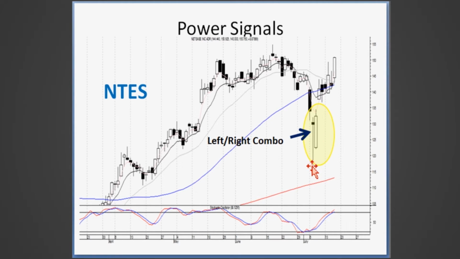NetEase, for example, had that big long-legged doji hammer followed by a bullish engulfing, your left-right combo. And what did it do after that? Gapped up. That makes for a very strong, not only a probability of being in the right trade at the right time, but a strong price move potential moving up from that level.